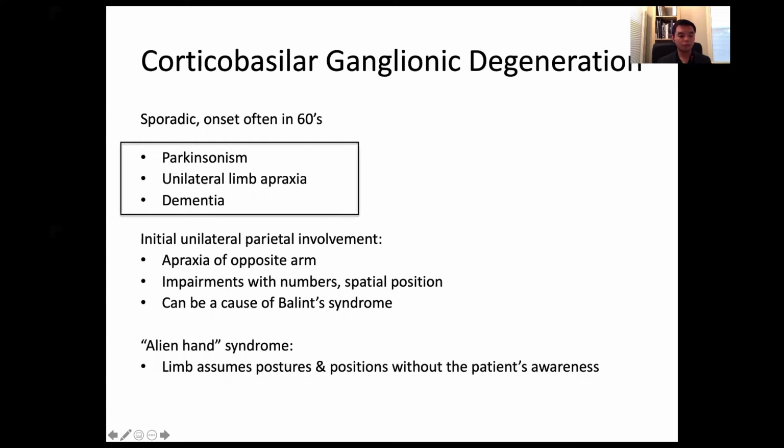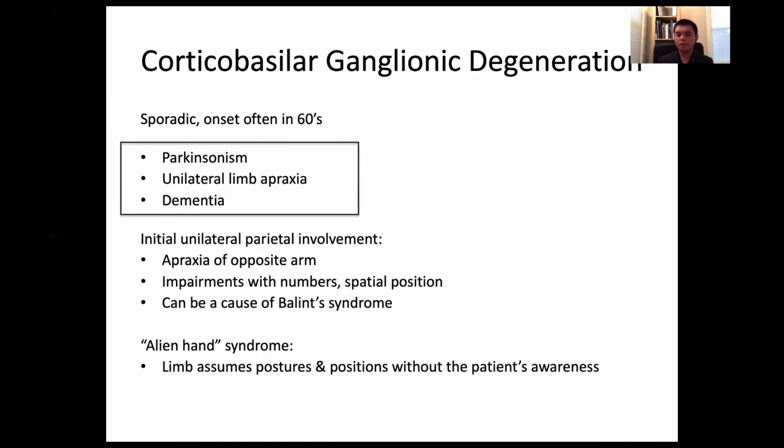The next thing we'll mention is what some people call a Parkinson's plus syndrome, corticobasal ganglionic degeneration. This is a sporadic disease, with no genetic component associated with it. Onset is usually in the 60s. And so we're thinking about three things. One is Parkinsonism, sure. Dementia, sure. But really the main thing is this unilateral limb apraxia. So basically there's one arm or one leg that's just not behaving itself.